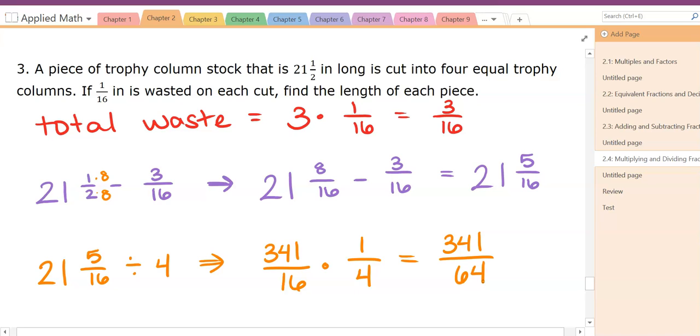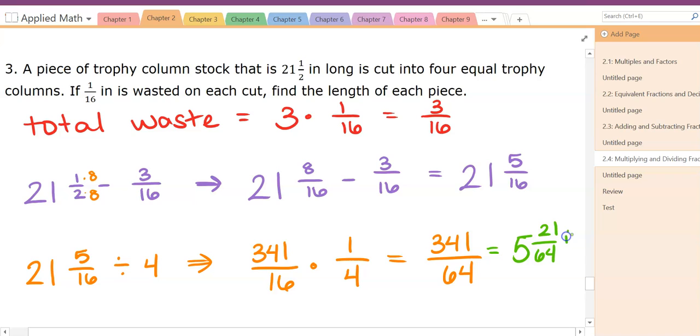And then because I'm talking about a real life situation here, I would probably switch this back to a proper or a mixed number. So if I do that, 64 can go in 5 solid times, and then there's a leftover piece of 21. And my label would be inches. So that's how long each piece should be in order for me to use up all that.